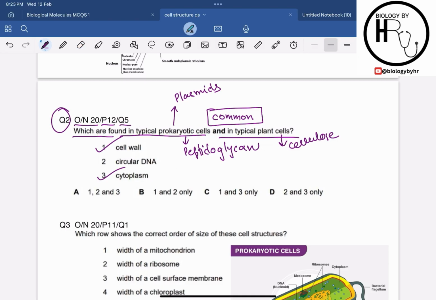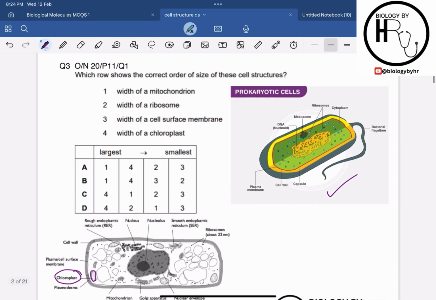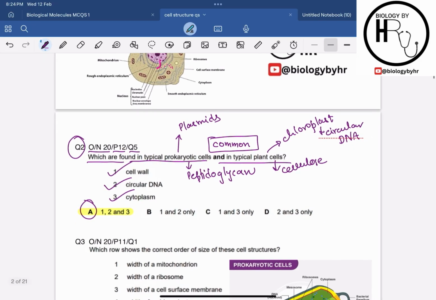And in the typical plant cells, we know that there are chloroplasts, and chloroplast has the circular DNA, right? So where is the chloroplast over here? Yes, this is the chloroplast in a typical plant cell. This is the chloroplast and it contains the circular DNA, right? So hence the correct answer to this MCQ is option A. 1, 2 and 3. All the three structures are basically found in both the prokaryotic cells and the plant cells.